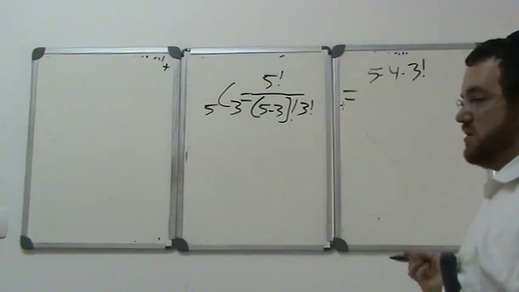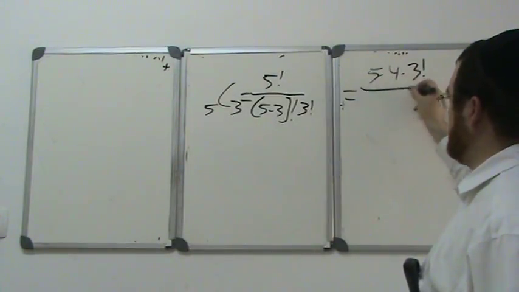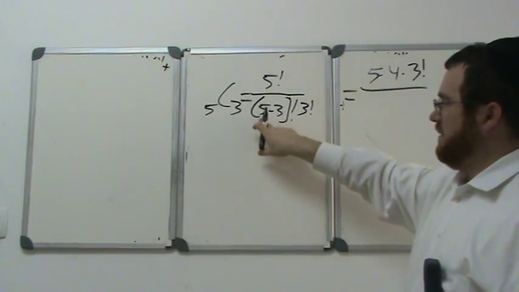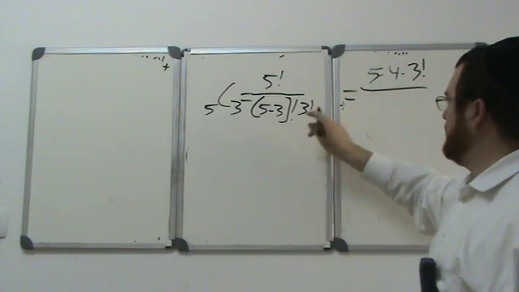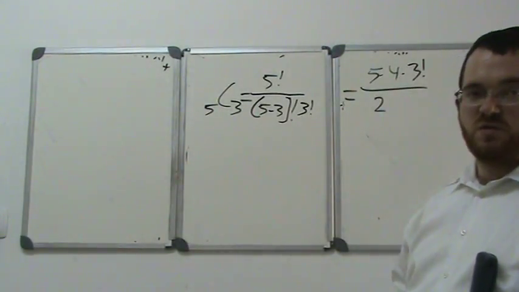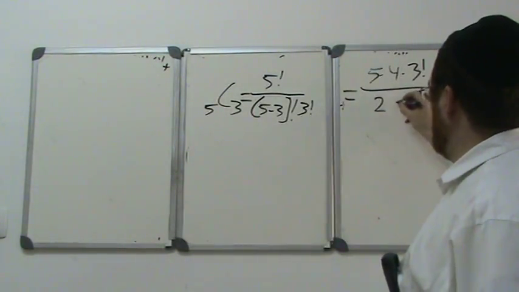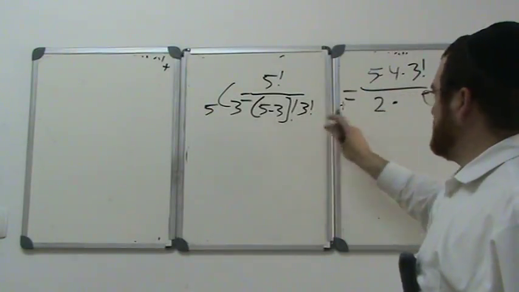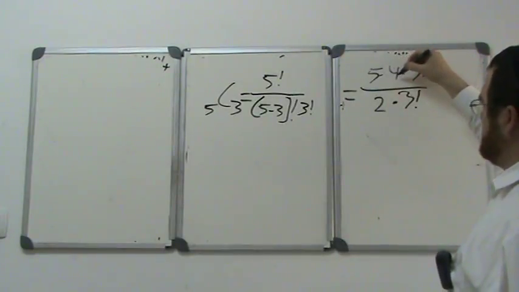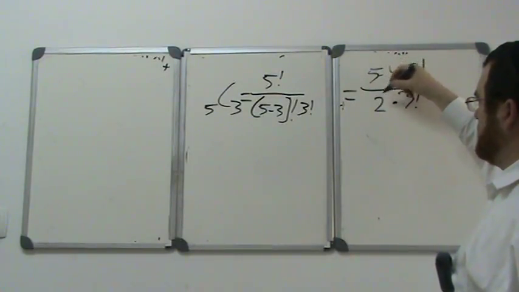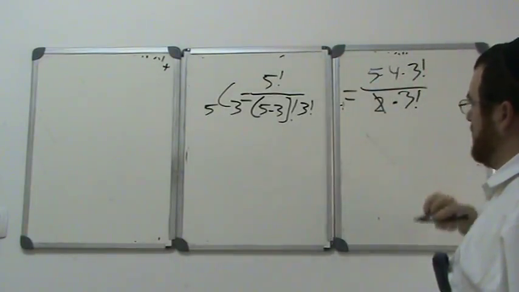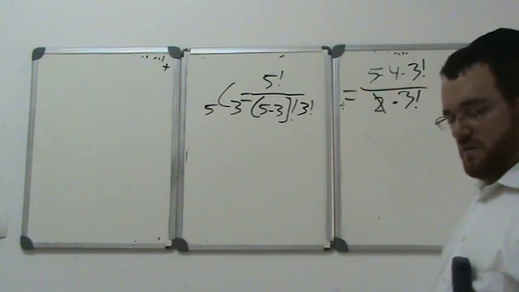3 times 2 times 1 is just 3 factorial, so I'll leave it like that, because we're going to have 3 factorial over here, and 5 minus 3 is 2, and that whole thing is factorial, so it's 2 factorial. 2 factorial is 2 times 1, so we'll just write 2 over there. And on the outside you have 3 factorial. So 5 times 4 is 20, divided by 2 is 10.